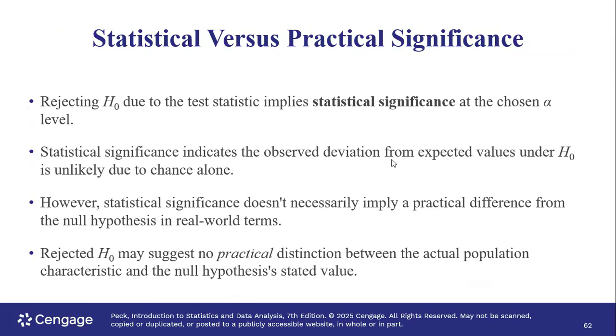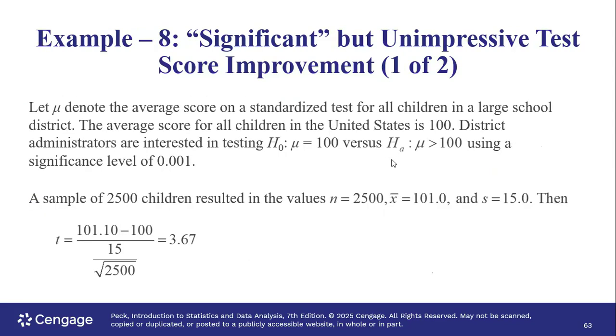Rejecting H0 due to the test statistic implies statistical significance at the chosen alpha level. Statistical significance indicates the observed deviation from the expected values under H0 is unlikely due to chance alone. However, statistical significance doesn't necessarily imply a practical difference from the null hypothesis in real world terms. Rejecting H0 may suggest a discrepancy between the actual population characteristic and the null hypothesis stated value.